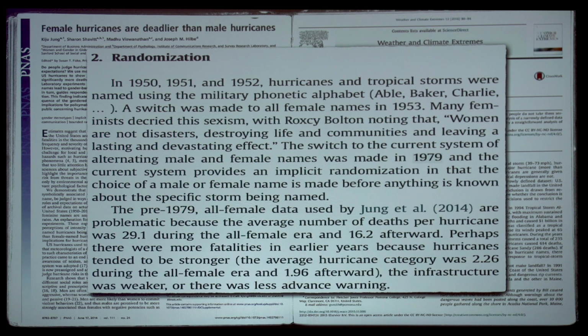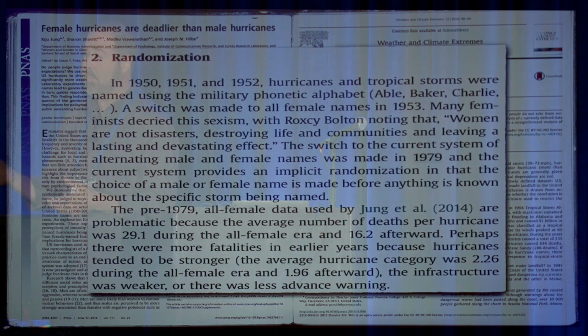So in 1950, 51, and 52, hurricanes and tropical storms were named using the military phonetic alphabet. The switch was made to all female names in 1953. Many feminists decried the sexism, with Roxy Bolton noting that women are not disasters destroying life. The switch to the current system was made in 1979. Now here's the key bit. In the pre-1979 era, basically all female names, the number of average deaths per hurricane was 29.1, and after that it was 16.2. So the prior probability of female names dominated, because it was 30 years of basically female-only names. And as it turns out, those storms were more fatal, but they were all female names in that time.